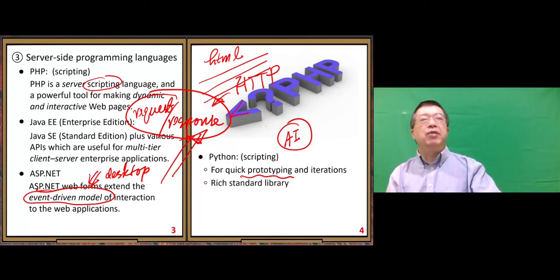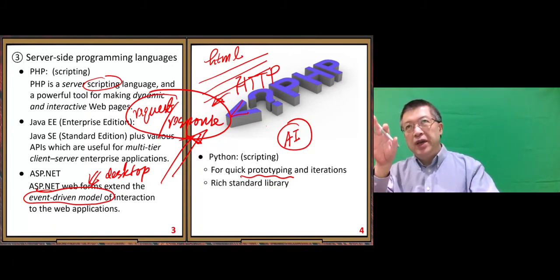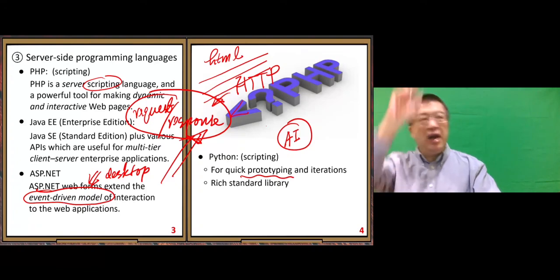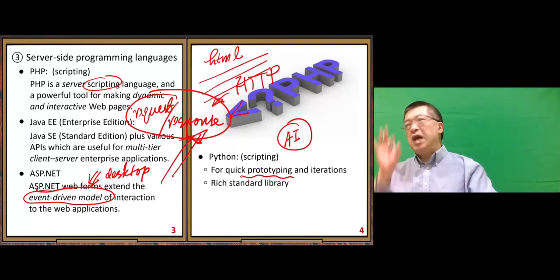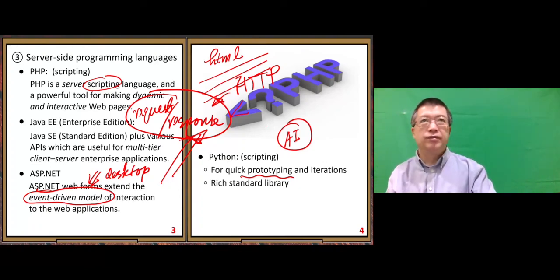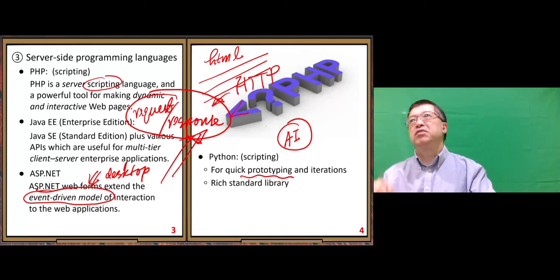It also has rich standard libraries, especially AI libraries, data science libraries, scientific computing libraries, all those things. So you can use them directly. That's a really big advantage for Python.